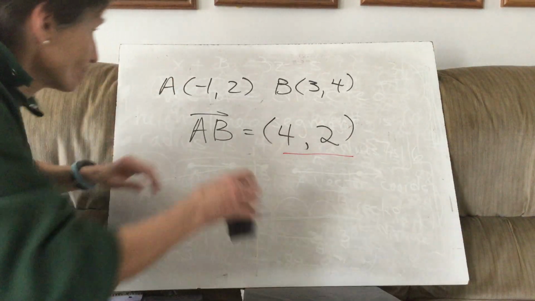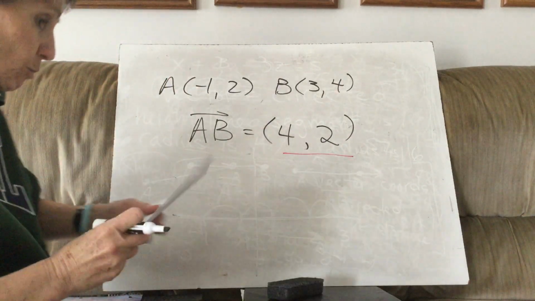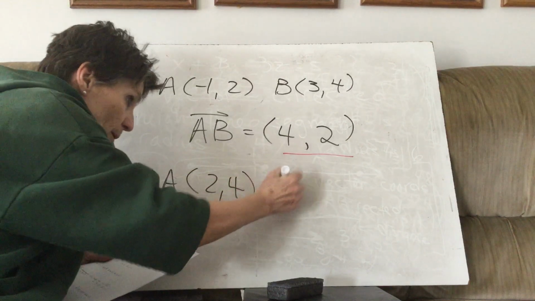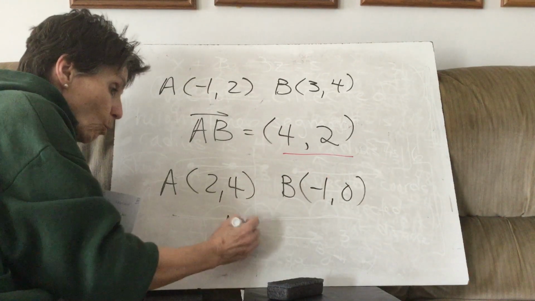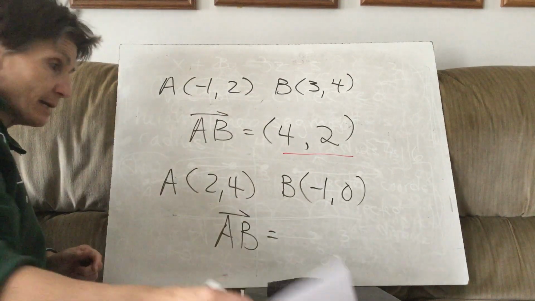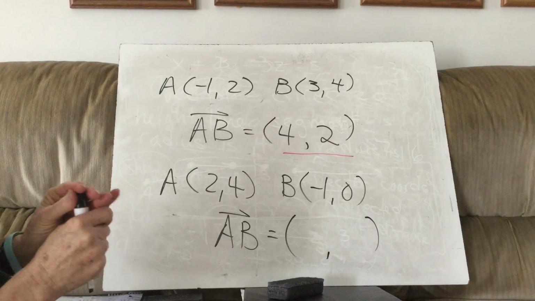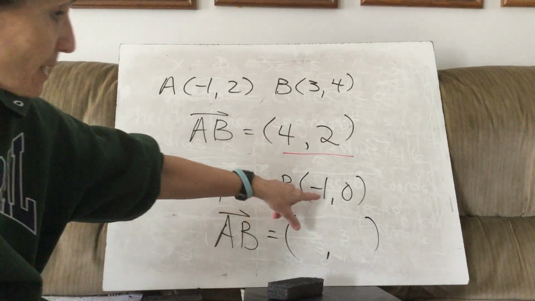Okay. All right, let's try the next one. Going across, point A is (2, 4), and point B is (-1, 0). And we want to know the coordinates of vector AB. So, starting at A, stopping at B.